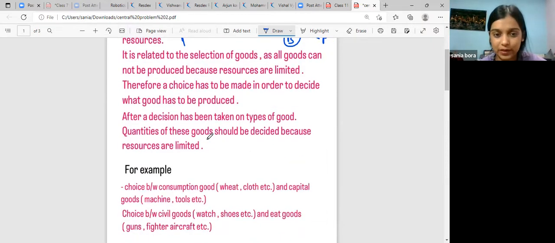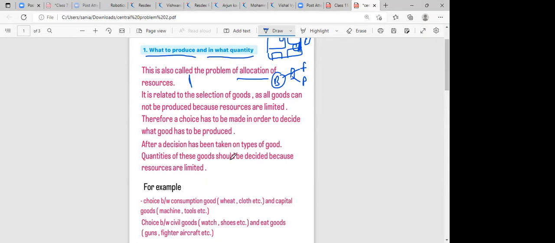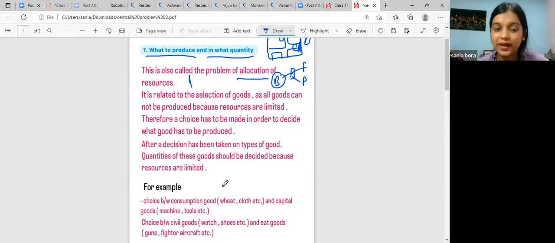Now, example. See, if you are getting a question like this, that explain the central problems, you are not going to write examples. But in case you are getting a question like this, explain the problem of what to produce, right, in that case you are going to include an example because you have to make good content. But if you are getting the first question, then you just have to write this. No need to put examples.